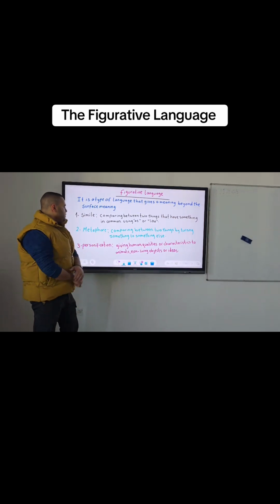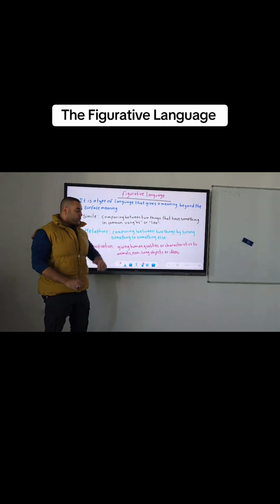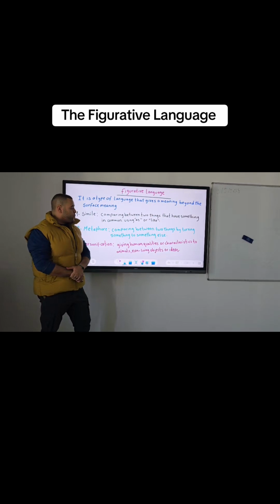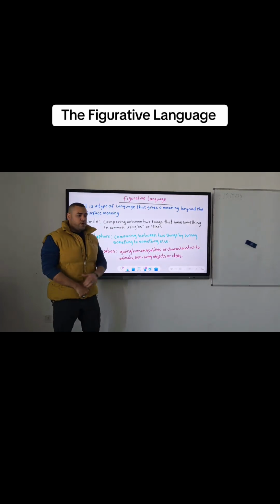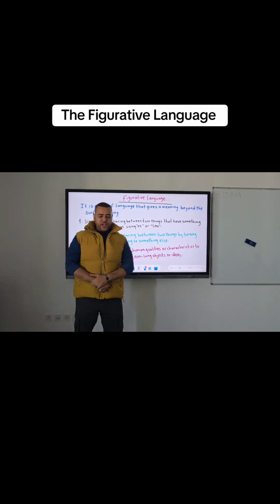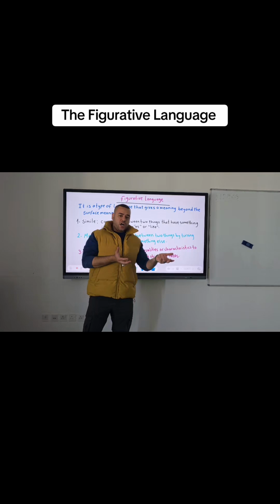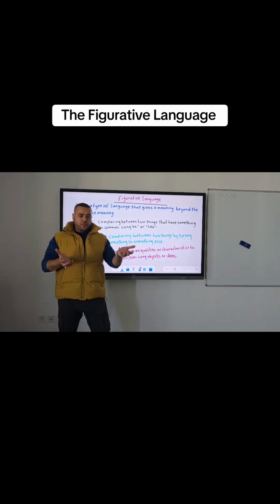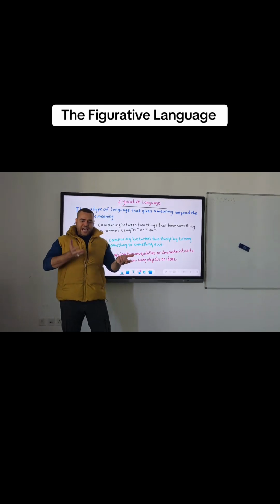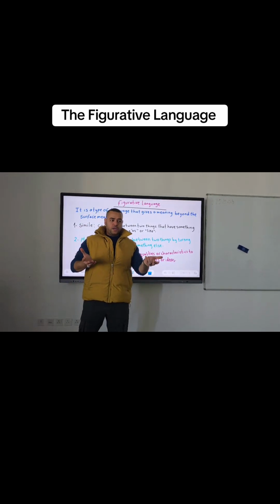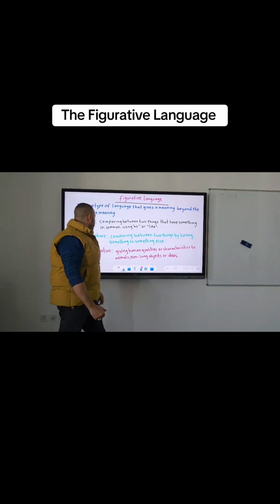The second type is the metaphor. It's somehow close to the simile, but it's different in one thing. It's also comparing two things by turning something into something else. Here, we don't use as or like, because we are comparing two things not only in one common characteristic, but both of them are actually the same. You are turning something into something else. It's like when you say Ahmed is a lion. So here, you are turning Ahmed into a lion.